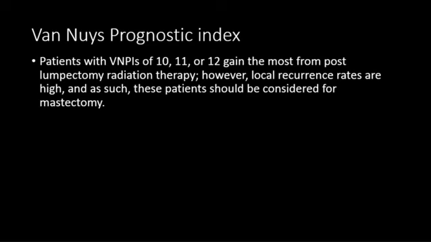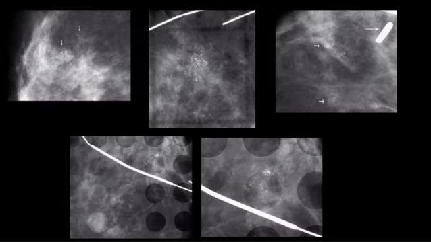If their score is low, very good results with lumpectomy with radiation, but they might have local recurrences. So you need to follow them very closely, and with any recurrence you just go for mastectomy immediately. You recommend mastectomy. Okay, let's see this example.